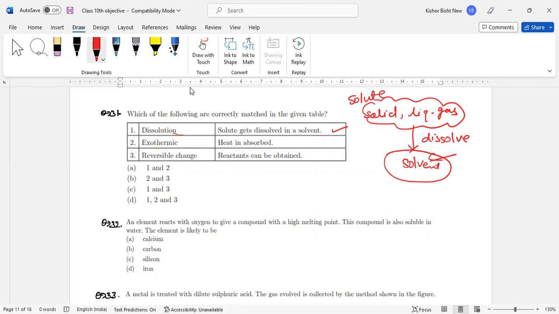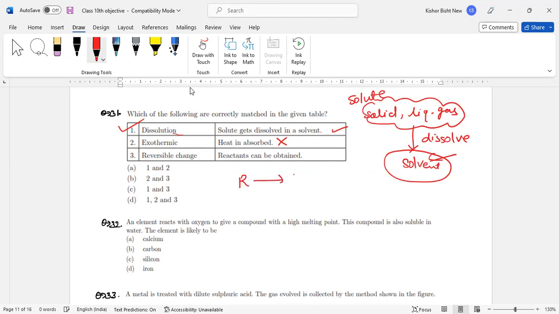Second one, exothermic, heat is absorbed. So the first one is correct. Exothermic means heat will evolve. So this is wrong, because in an exothermic reaction heat is evolved, but here it is written heat is absorbed.